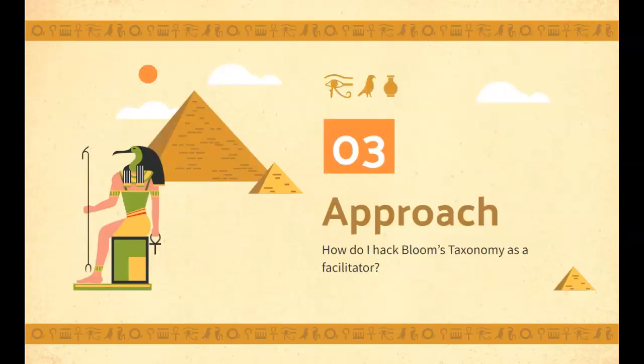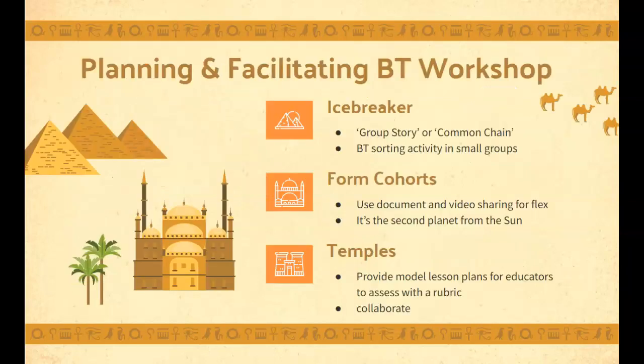How would I hack Bloom's taxonomy as a facilitator? First, I would send out a digital questionnaire form to find out participants' knowledge and questions based on KWL, what they know and what they want to know about Bloom's taxonomy and how to apply it in their classrooms. This will help with planning of the content to cover in the workshop. And for me, this would need to be a series, not just a one and done.